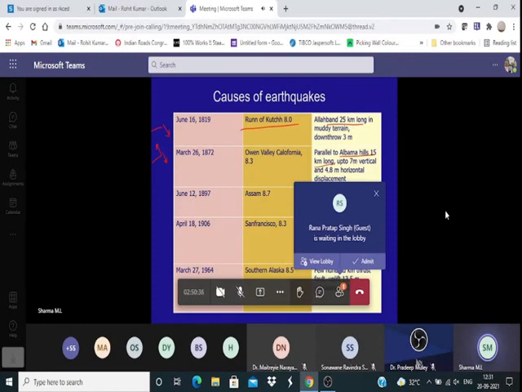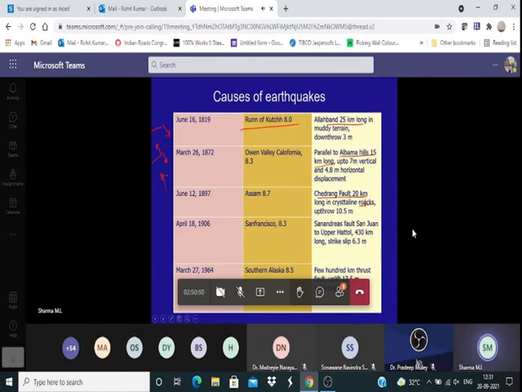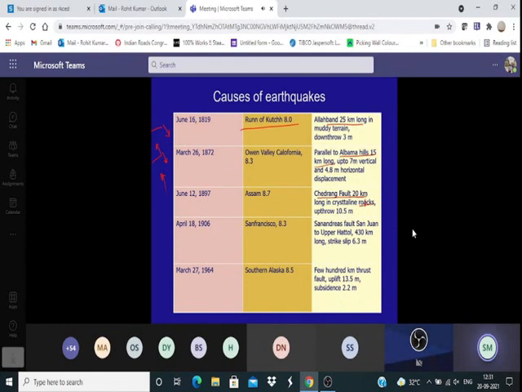Then in the Assam earthquake, the Chedrang fault, 20 kilometers long in crystalline rocks, had an upthrow of 10.5 meters. It means that 20 kilometers of the fault was upthrown by 10 meters. Now you can understand the type and the amount of energy released in that.